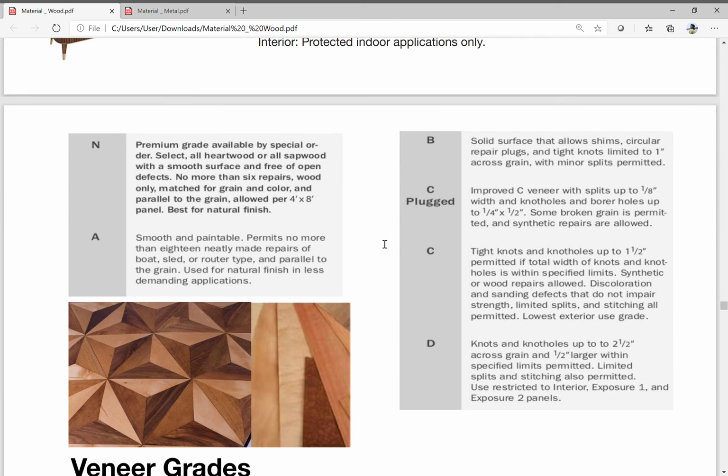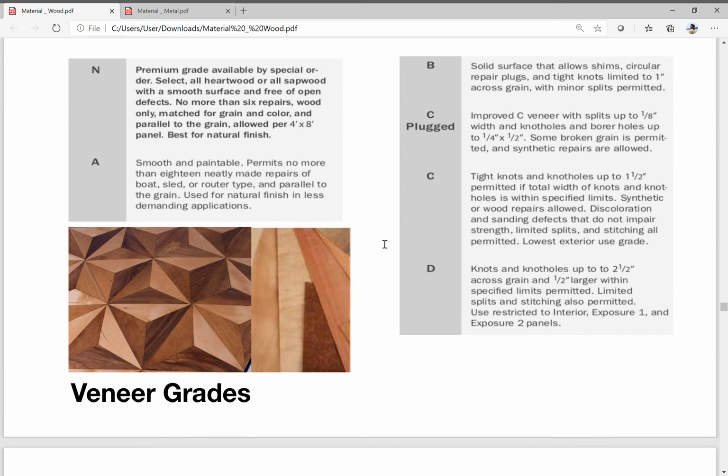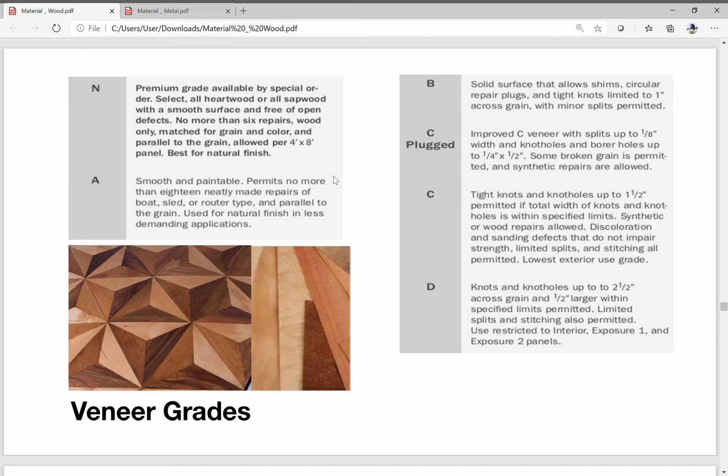So for veneers as well, you have varying grades as to the quality of the veneer. It doesn't have cracks, splits, or anything that is done to it. So you have your premium grade. You have your N for premium grade. A, it's smooth and paintable. It doesn't have the premium quality compared to the N.